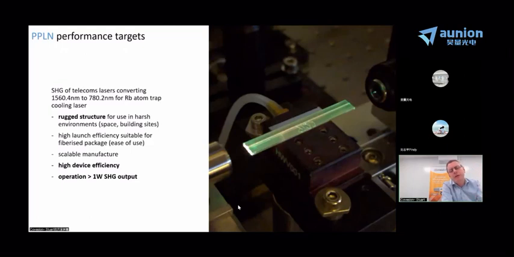So the key thing here is that we want to move the technology out of the lab and into real use situations. If we have a robust device that can be packaged with fiber coupling, then that becomes more beneficial to the end user. So we need high launch efficiency. We need good coupling efficiency between fiber and the waveguide. We need high conversion efficiency, obviously, because we want to minimize the amount of pump laser light that we're using. And the projects here I've mentioned require watt level output in the second harmonic.